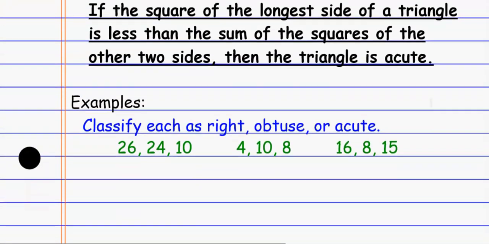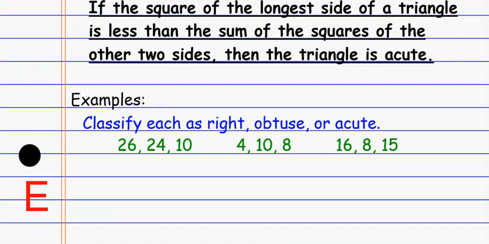And so when we look at something like this, we just look at it this way and say, okay, classify each as right, obtuse, or acute.